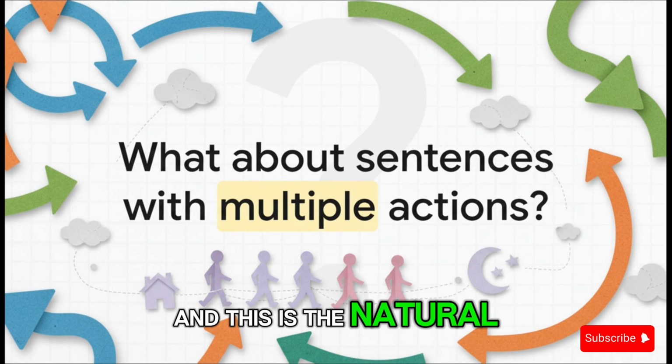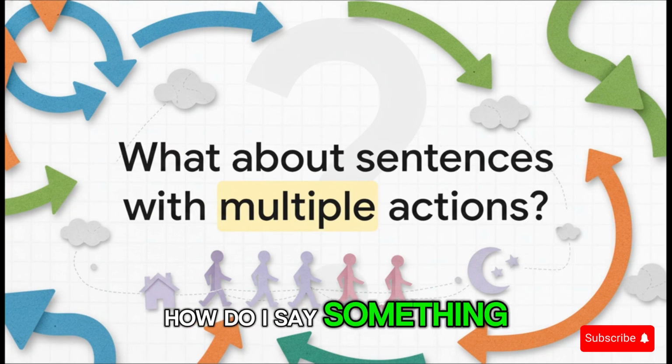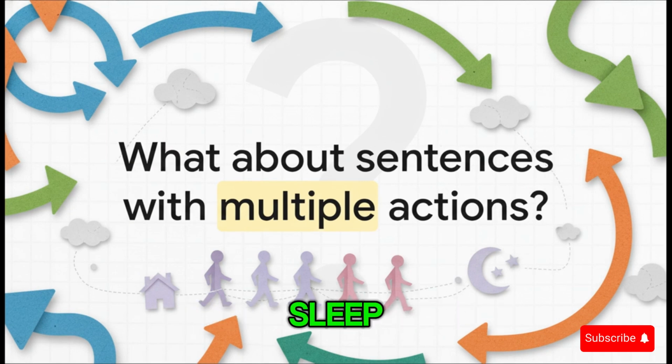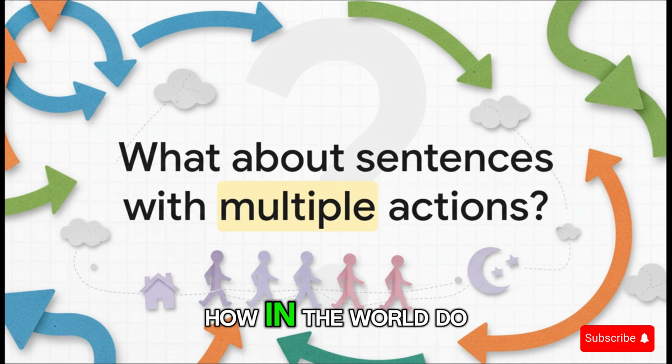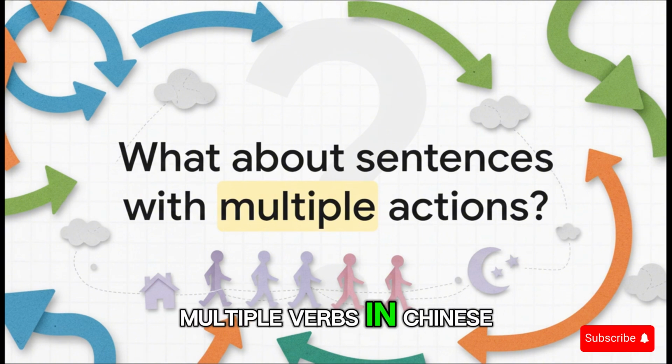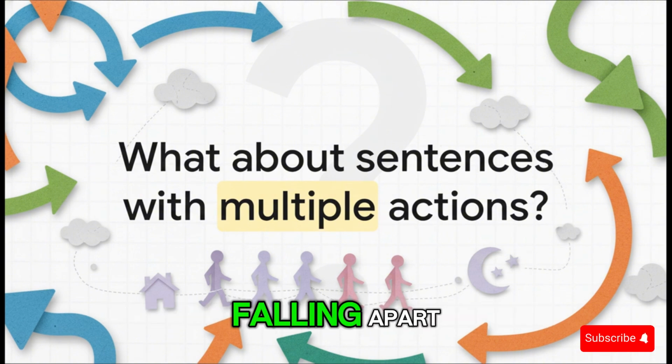And this is the natural next question, right? How do I say something like, I went home to sleep? Our lives are just a string of actions, one after the other. So how in the world do you connect multiple verbs in Chinese without the whole sentence just falling apart?